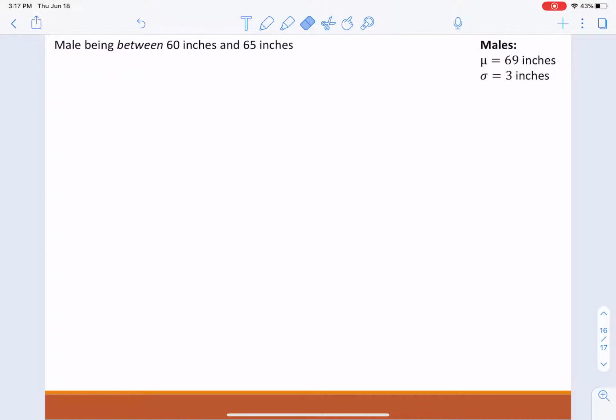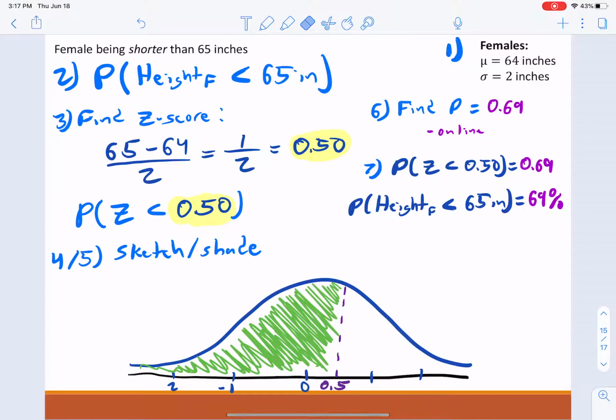All right, welcome back. So we are going to finish up this question. We finished the first half of the question where we were looking at the probability of selecting a female shorter than 65 inches. And we found that probability to be 69%. So there's a 69% chance that if we were to randomly select a female from the U.S. population, they would be under 65 inches.